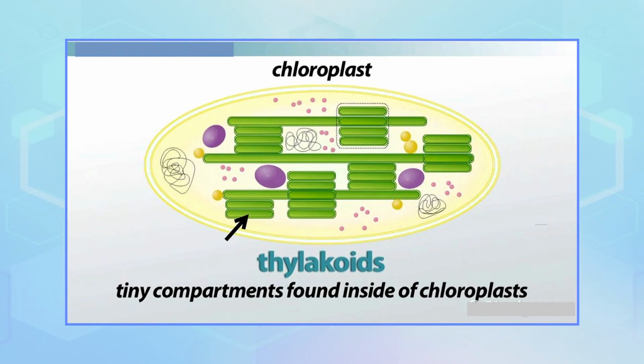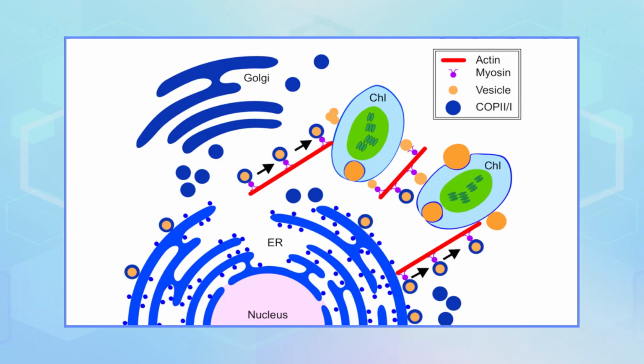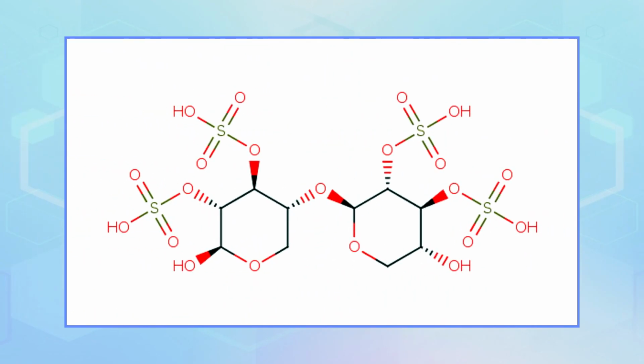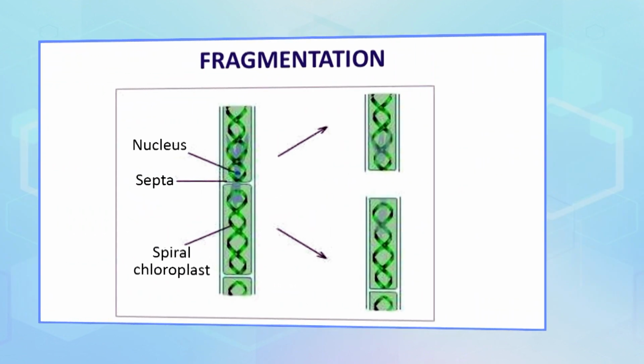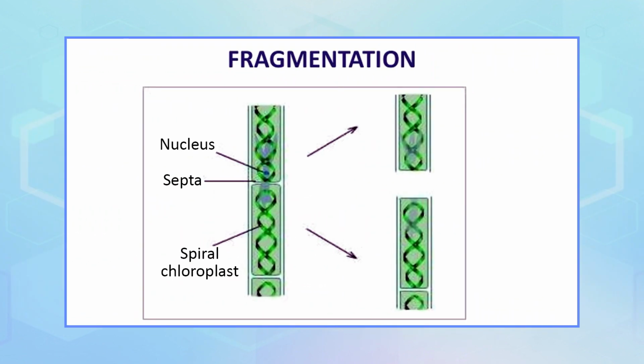Fourth, there is presence of unstaggered thylakoids in the plastids. Fifth, there is lack of chloroplast endoplasmic reticulum. Sixth, polysulfate esters are characteristic components of the cell wall. Seventh, they exhibit a highly specialized process of sexual reproduction, that's oogamy, and vegetative reproduction is by fragmentation.